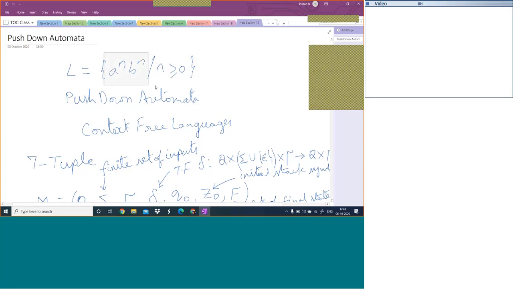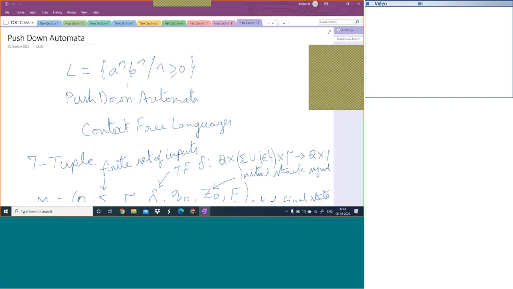So here, A power n, B power n, A's followed by B's, and whatever the number of A's, that many number of B's has to be there in the language. In any string, whatever the string you take from this language, whatever the number of A's, that many B's has to be there. So whenever A's come, you have to count. Whenever B's come, we have to count, and we have to check these numbers are equal or not. So for this, a memory is required. But a finite automata does not have the memory.